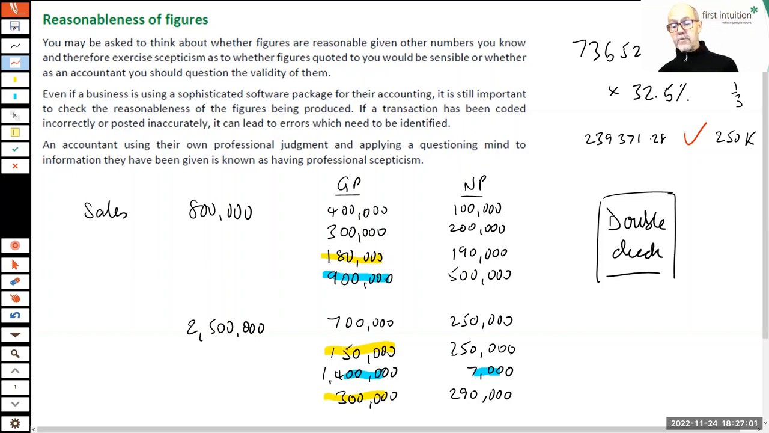Okay, so reasonableness. Reasonableness in terms of accepting what you're given, either from a client or from a source, and reasonableness in terms of what your calculator is telling you, which is probably the most likely thing to trip us up in our present context.